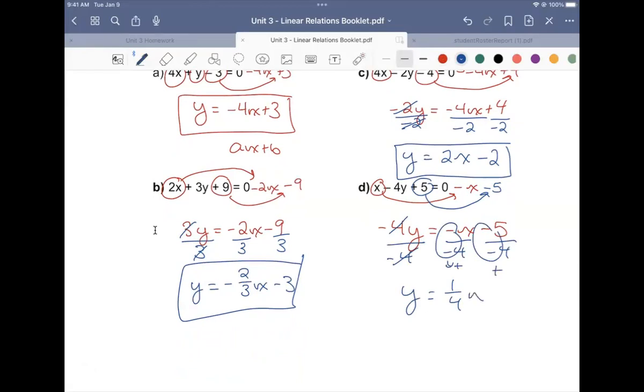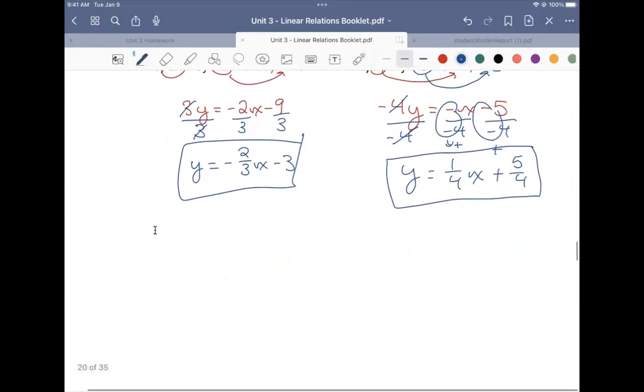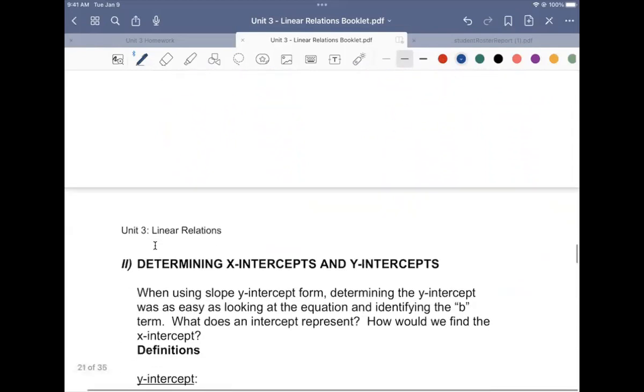So I get 1/4 x, or x over 4, however you want to write it, plus 5 over 4. Which means my y-intercept is 5/4. And my slope is 1 over 4. So I have a rise of 1 and a run of 4. Awesome.